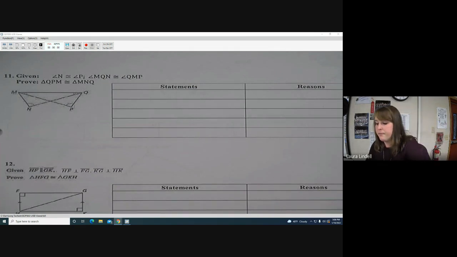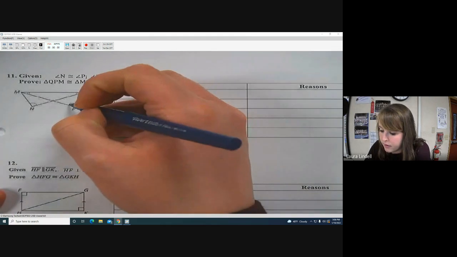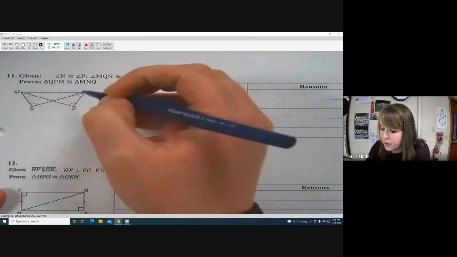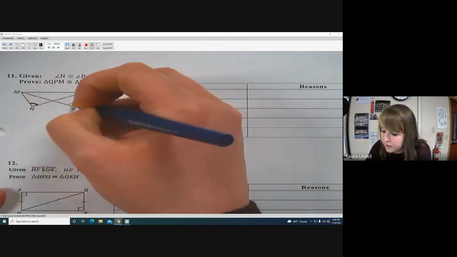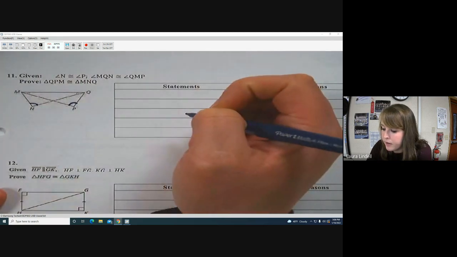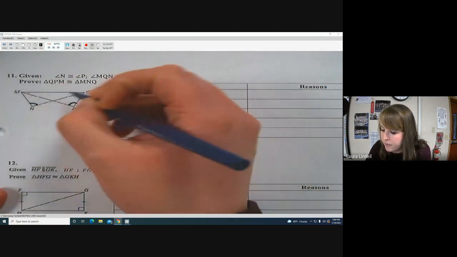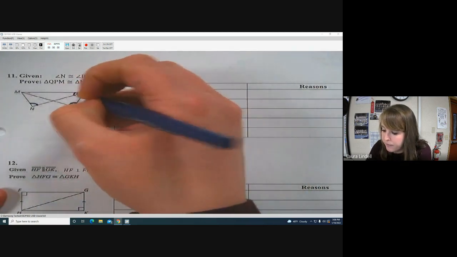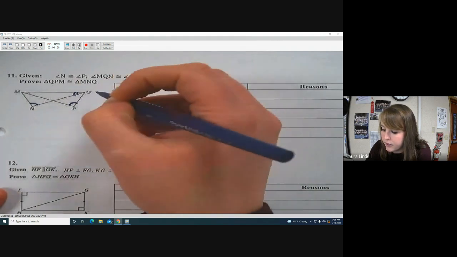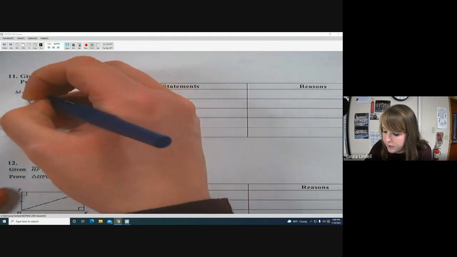So for this one, I'm going to start with looking at our givens. We know that angle N is congruent to angle P. And we know that angle MQN, so this one, is congruent to angle QMP, which is this one.